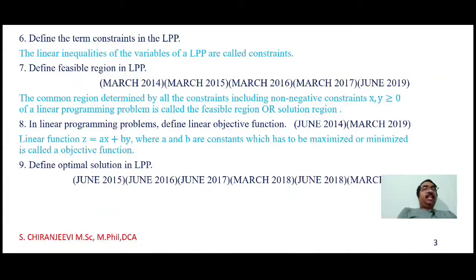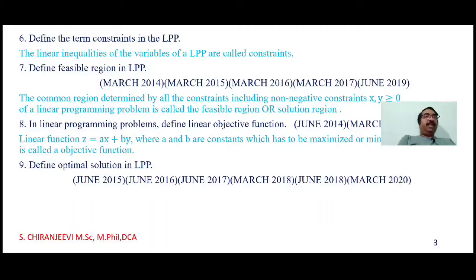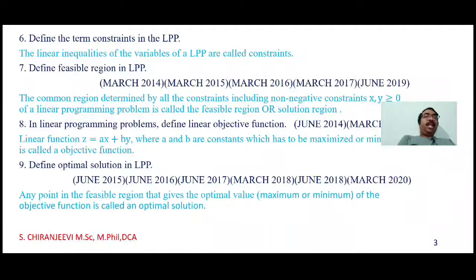Ninth one, define optimal solution in LPP, which was asked in the years June 2015, June 2016, June 2017, March 2018, June 2018, March 2020 for 1 mark. Any point in the feasible region that gives the optimum value, which is either maximum or minimum, of the objective function is called an optimal solution. See here, any point in the feasible region that gives the optimal value, which is either maximum or minimum, of the objective function is called an optimal solution.